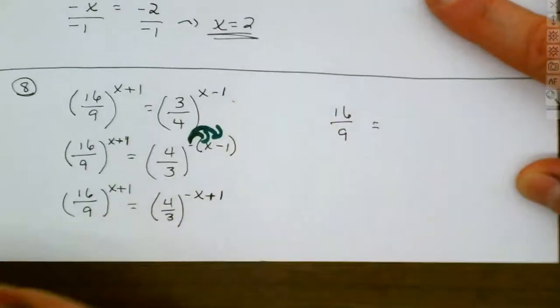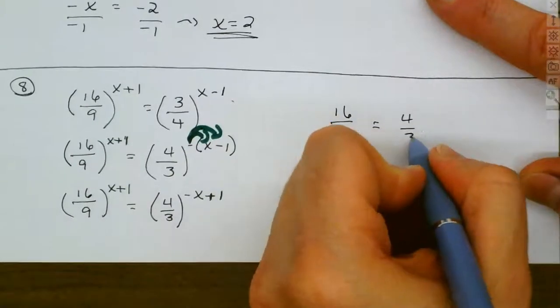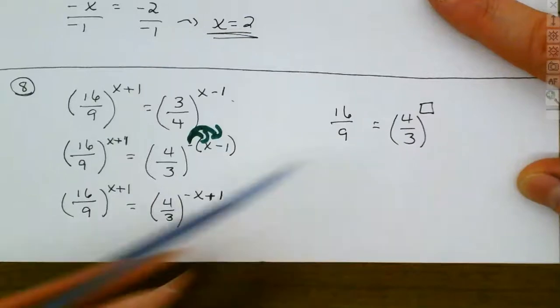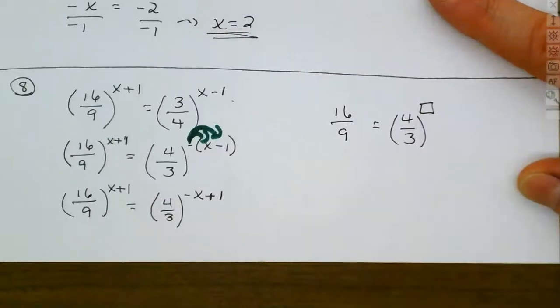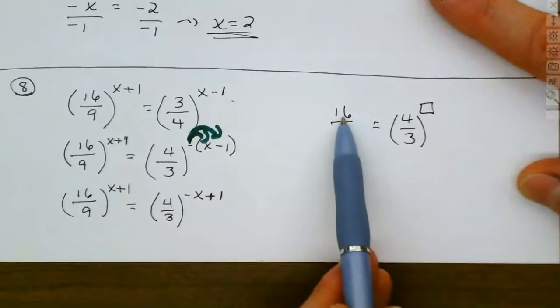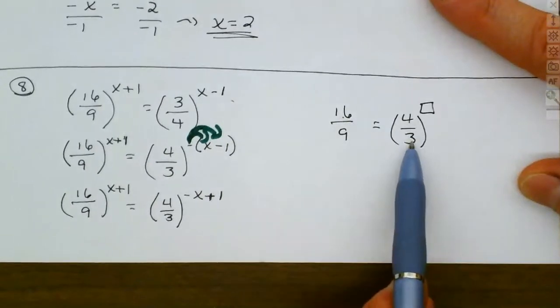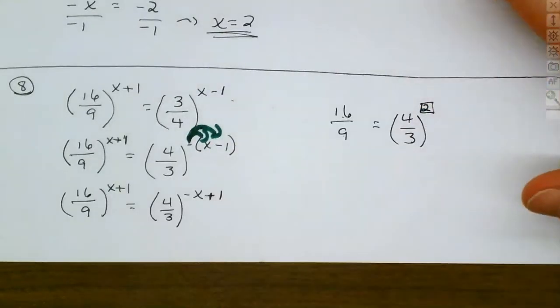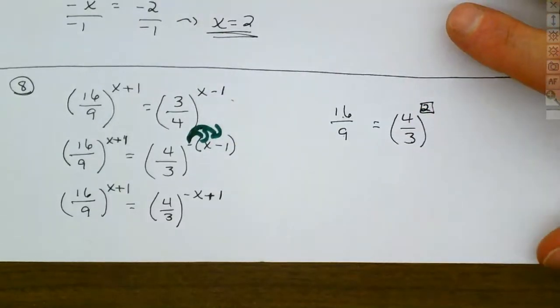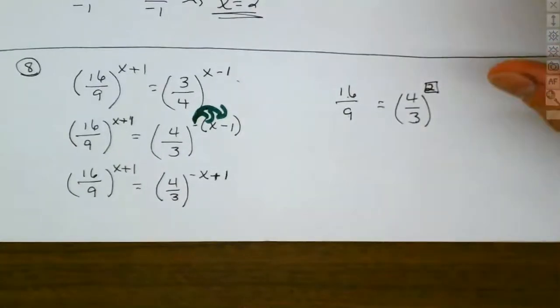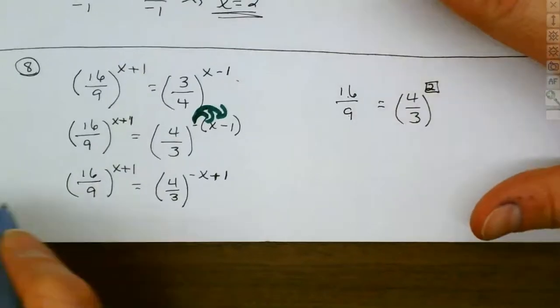16/9 is going to equal 4/3 raised to what power? Can someone tell me? What number is going to go here? Okay, look at each one. 4 squared is what? 16. 3 squared is 9, so that's going to make that squared. Is everyone all right with that so far? Now, when I rewrite it, what do we still have to do? Okay, we got another step to rewrite here.